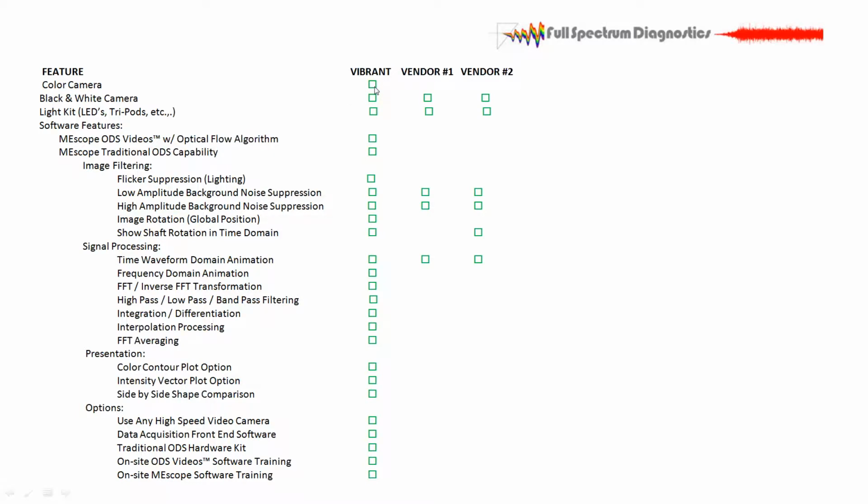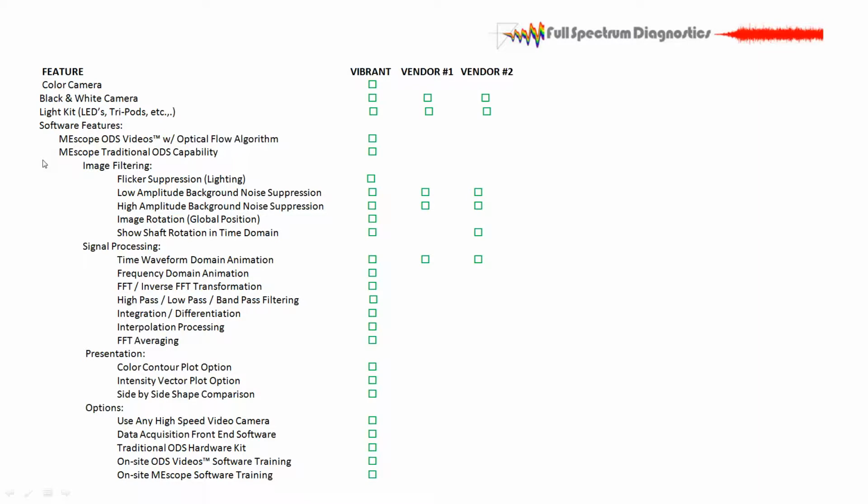Vibrant uses a color camera, but they can also use a black and white if they have to. You don't need to buy your camera from Vibrant. If you have another camera that's high-speed video quality, you can use that. So there's different features for different needs. The software features, MEscope ODS videos with the optical flow algorithm, only Vibrant has that. The other vendors do not.